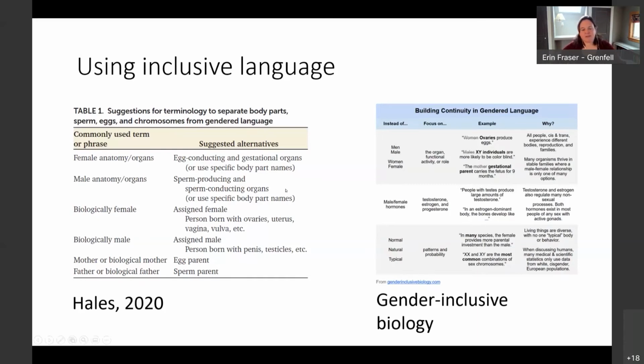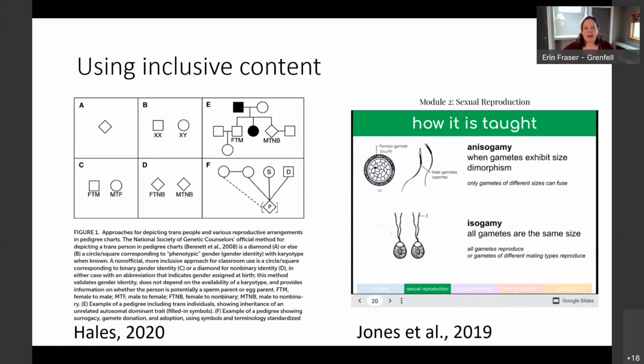So these are some examples of language changes that we can make, but of course, beyond language, we can also think about the actual content that we're covering, which is, again, a huge job. A couple of examples emerged that I really liked. On the left, this again comes from that Hales paper. In introductory biology, we do a lot of pedigree analysis, thinking about inheritance of different traits from one generation to the next. This is really important, both for understanding biological concepts, but also practically, like thinking about inheritance of genetic diseases, for example.